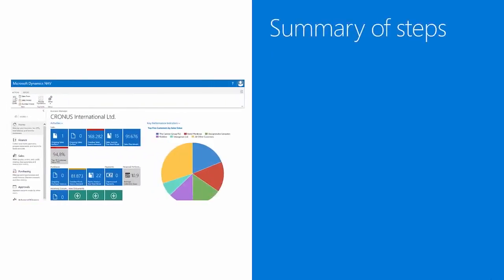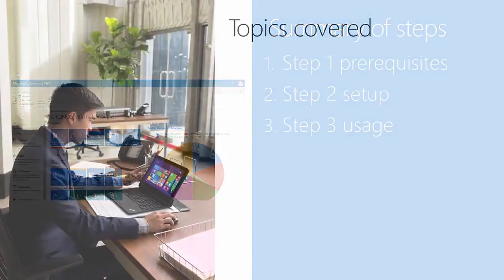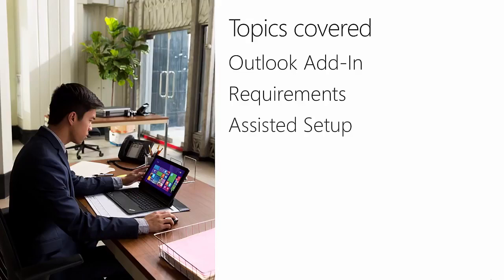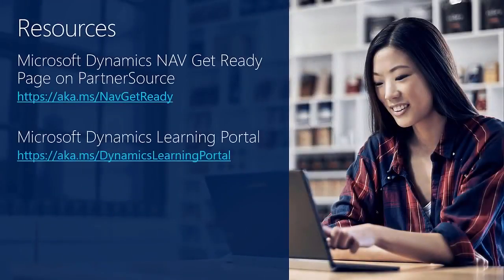So let's summarize our steps again. In the first step, I explained the prerequisites, what you need to get started. Then I demonstrated how you can use the assisted setup to set up the Outlook add-in. And in step 3, I demonstrated how you can use it, how you can test these add-ins in Outlook. So in this video, we covered the following topics: the Outlook add-in, the requirements, and the assisted setup to be able to get started. To learn more, please visit the following resources.